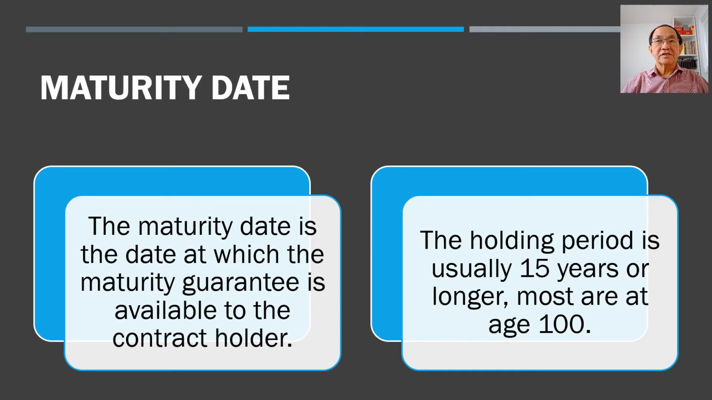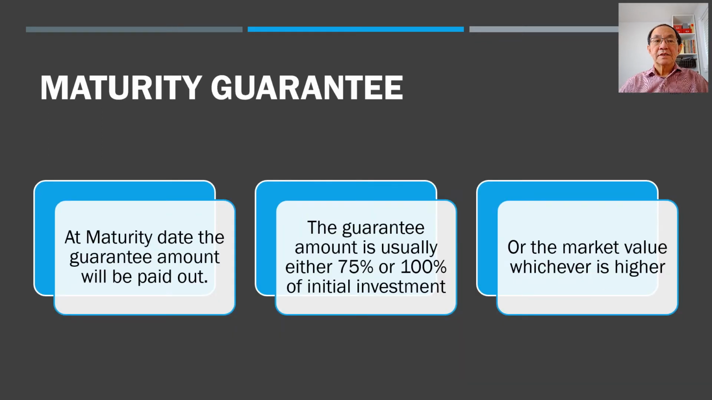All segregated fund contracts have maturity dates. This is the date the maturity guarantee amount is available to the contract holder. The maturity periods are usually 15 years or longer. Most are now at age 100. Now let's take a look at how maturity guarantee works. At the maturity date, the guarantee amount will be paid out to the contract holder. The guarantee amounts are either 75% or 100% of the initial investment or the current market value, whichever is higher. Any withdrawal amount will be deducted from it.